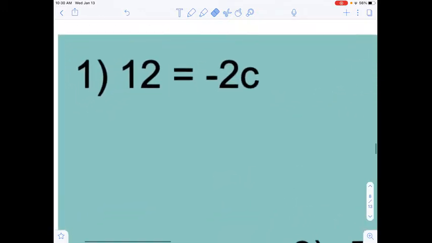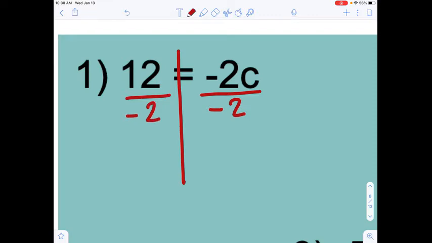The first warm-up problem says 12 equals negative 2c. Well, remember, my goal is to get the variable by itself. Right now, there's negative 2 times c. The inverse of multiplication is division, so I'm going to divide both sides by the coefficient, which is negative 2. 12 divided by negative 2 is negative 6 equals c.